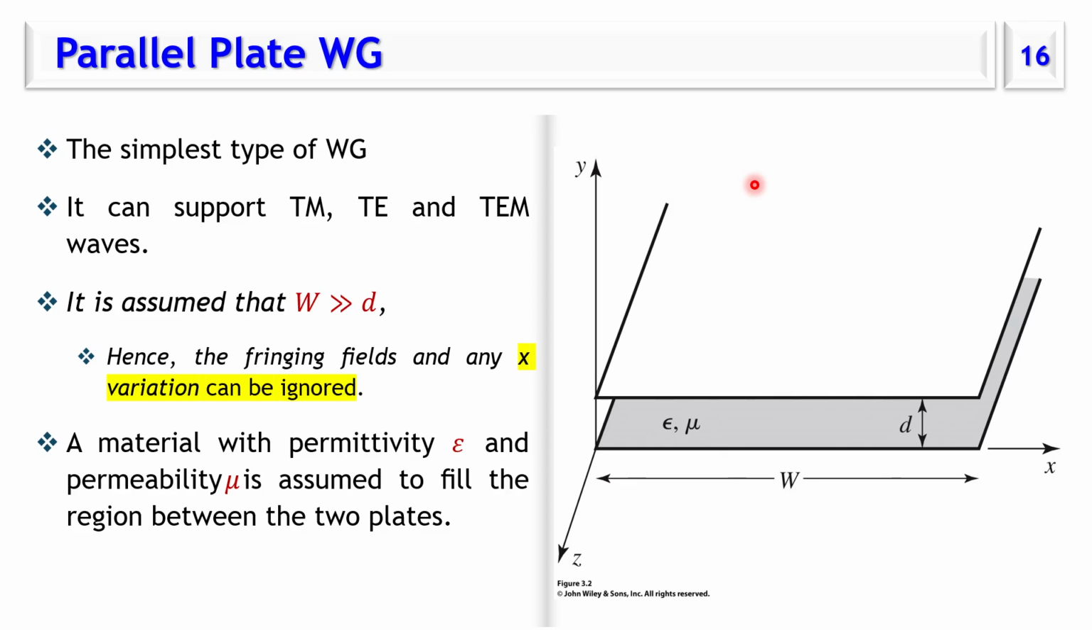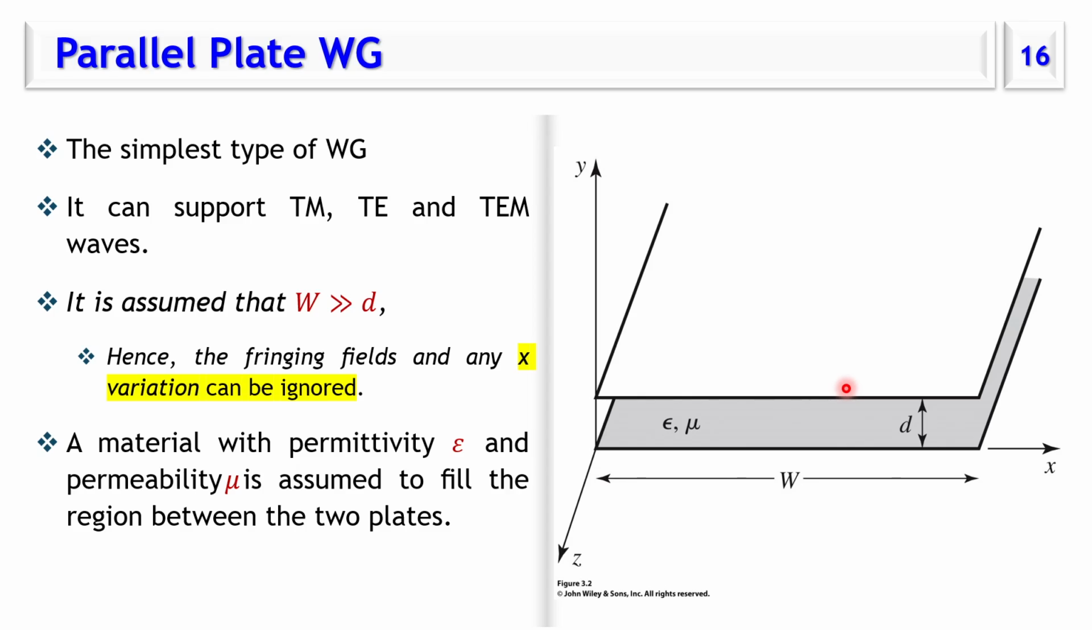Now we're going to study the first type of waveguide, which is the parallel plate waveguide. This parallel plate waveguide is the simplest waveguide. It can support the three categories of waves: transverse magnetic, transverse electric, and transverse electromagnetic as well. To simplify the solution, we'll assume that the width is much wider than the height, or the separation between the two conductors, and in this case we are neglecting all the fringing effects.